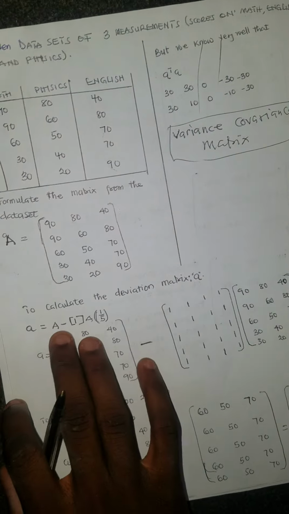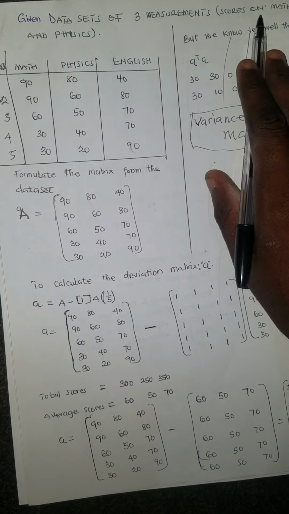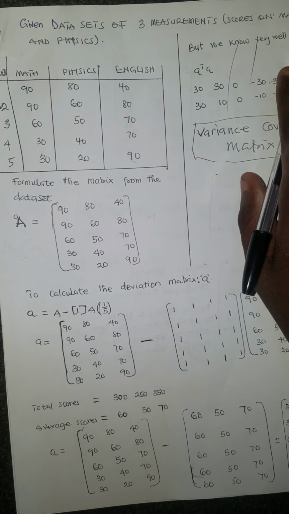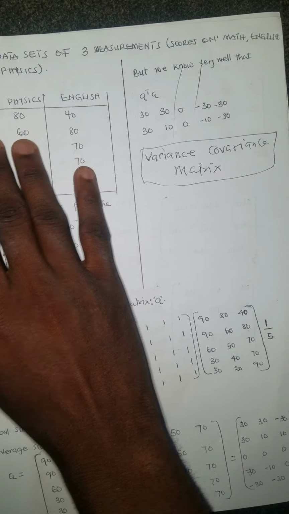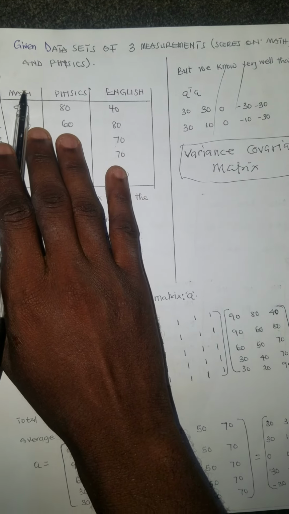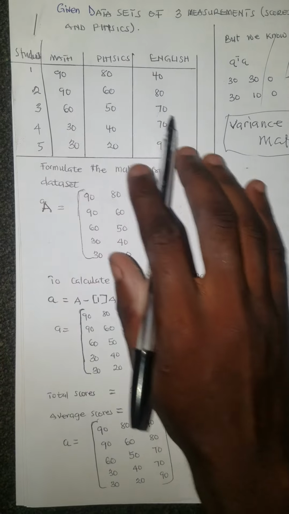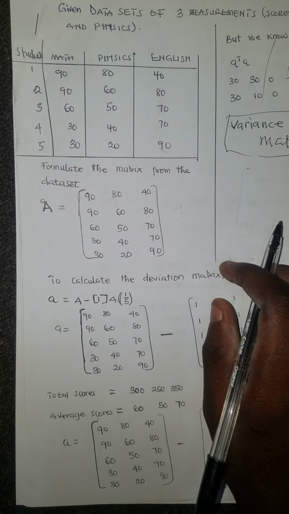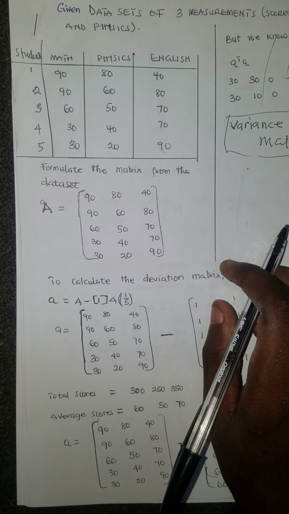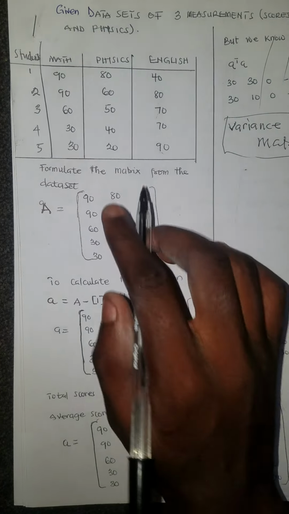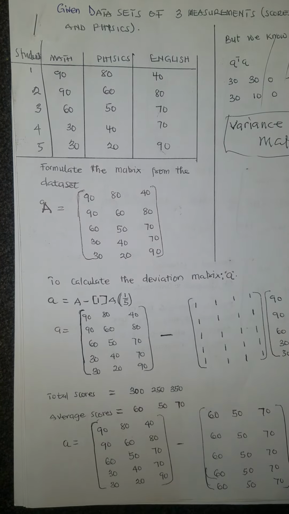So this is another example. Given a data set of 3 measurements, scores on math, English, and physics. These are the scores: math, English, and physics. We have 5 students. We want to get the variance covariance matrix, or construct the variance covariance matrix from this.